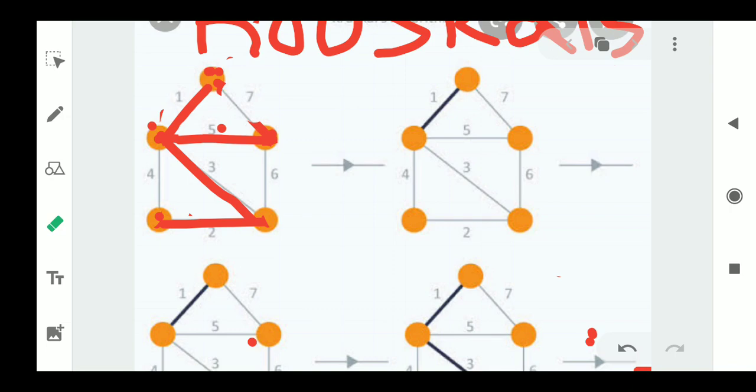We have reduced the number of possible edges. We restricted the number of possible edges. This is how we will construct a spanning tree from Prim's algorithm. This is called Prim's algorithm. Please remember. And now we will enter into Kruskal's algorithm.